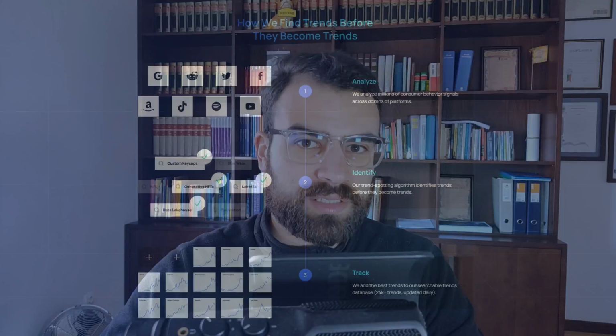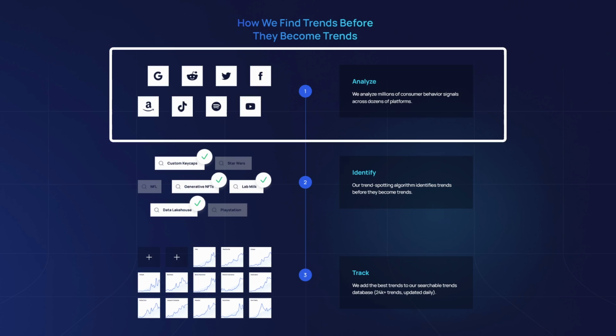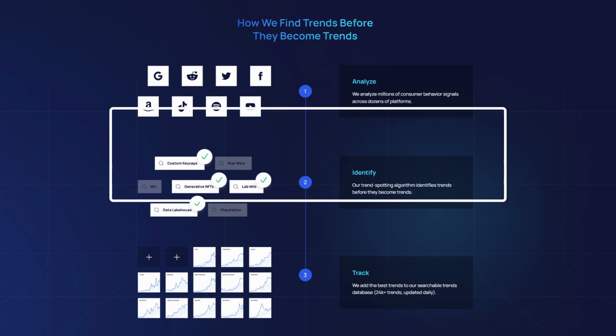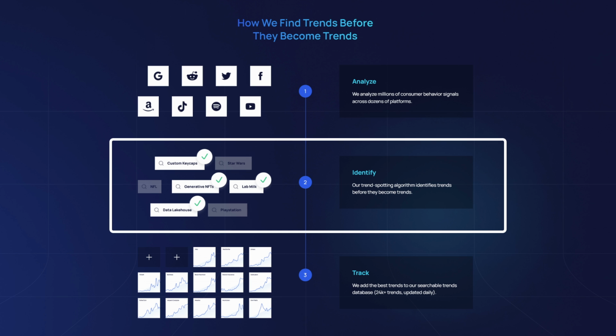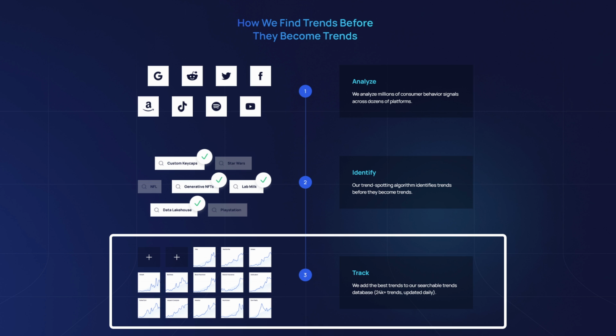But how does the software actually find those trends? Well, everything starts with an analysis of different consumer behaviors across platforms that are available online. Then the software identifies trends even before they become trends by using a trend spotting algorithm. Then, to keep track of trends, the best trends are added to a database, and that database is updated daily with currently around 24,000 plus trends.